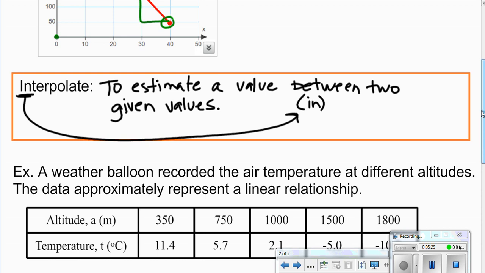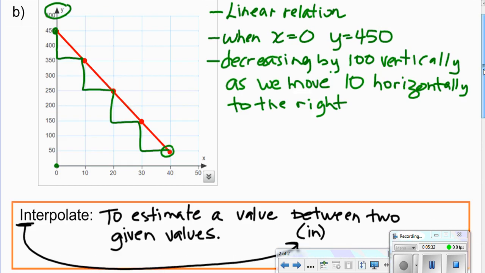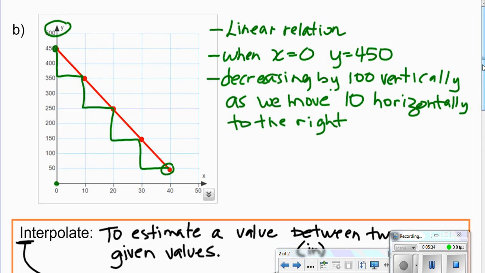So interpolate has the word in, and so we're looking for a value that's in between two values that we already know. So if we go back to our graph in B, we could say, okay, well, we know when x is 10 that y is 350, and we know that when x is 20, y is 250, but what about when x is 15? So we would interpolate. Okay, well, 15 is halfway between 10 and 20, so then we would need to be somewhere between 350 and 250, so it should be 300. So we interpolate. We look inside the data to find another piece of data.